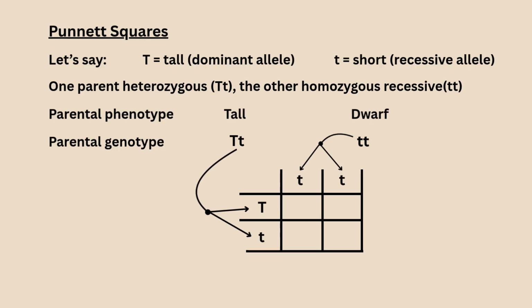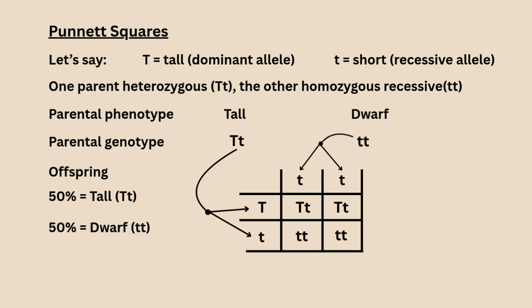If one parent is heterozygous, big T, little t, and the other parent is homozygous recessive, little t, then our genotypes will be big T, little t and little t. We can then fill in our Punnett square. So we've got big T and little t makes big T, little t. And then we've got little t and little t makes little t, little t. And that means that our offspring will be 50% tall and 50% dwarf.